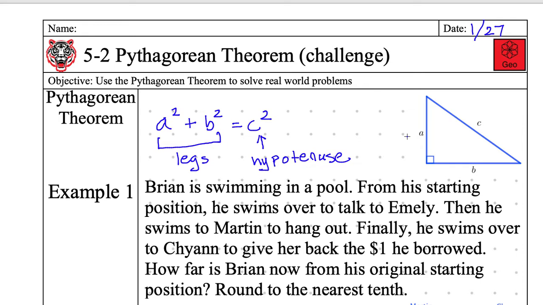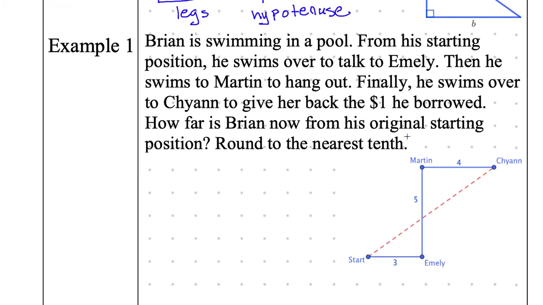All right, and all of the students that were used in these examples were from last year. So who wants to read example number 1? Someone that still has their imaginary card. Jenny, go ahead. Brian is swimming in the pool from his starting position. He swims over to talk to Emily, and then he swims to Martine to hang out. Finally, he swims over to Cheyenne to give her back the $1 he borrowed. How far is Brian now from his original starting position down to the nearest 10?